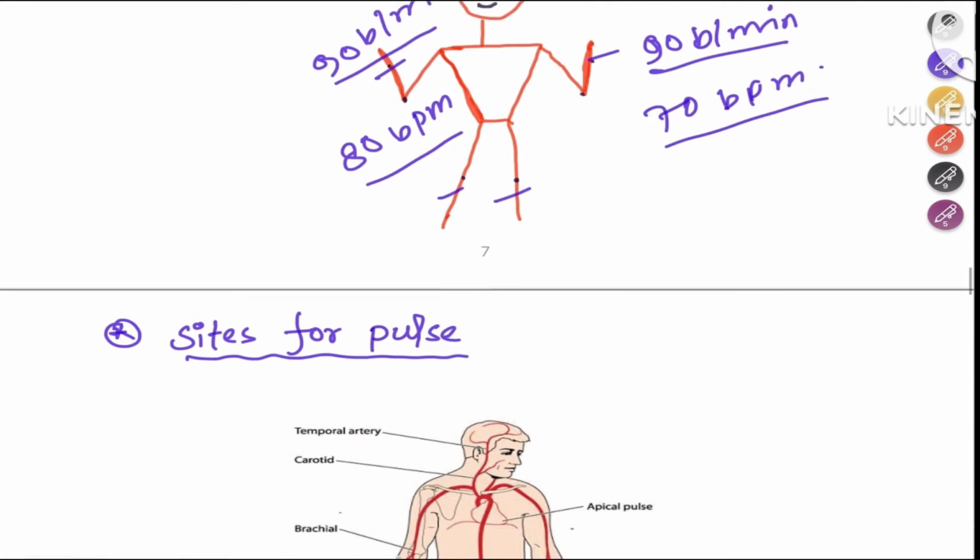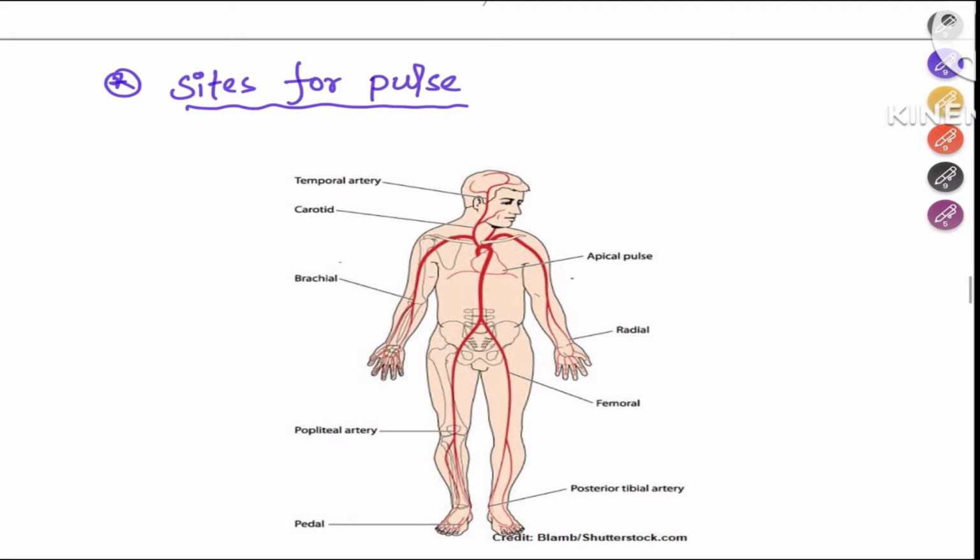Now we'll go for the sites. What are the sites for checking pulse? The most common sites are the brachial, radial, and apical. Other than that, we have the temporal artery, carotid artery, popliteal artery, pedal artery, femoral, and posterior tibial artery. There also we can check the pulse, but the most common site is brachial, during blood pressure measurement. Normally we assess through the radial only, and with auscultation and other methods, we can assess the apical pulse. These are the sites for pulse.